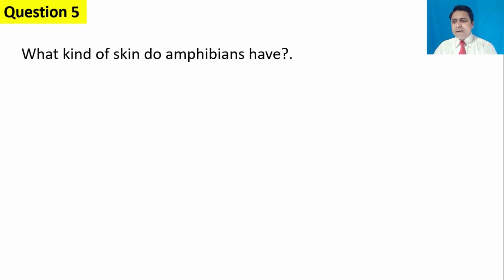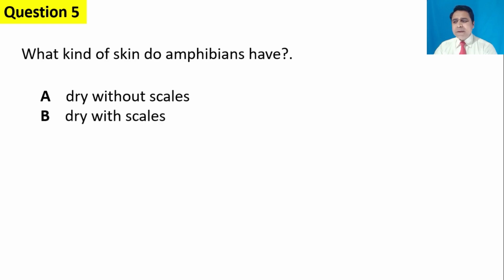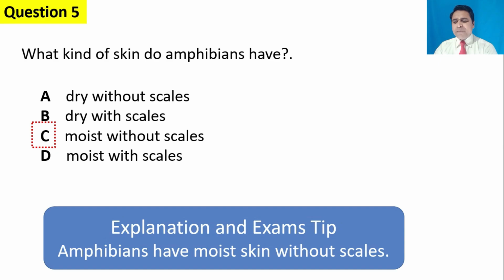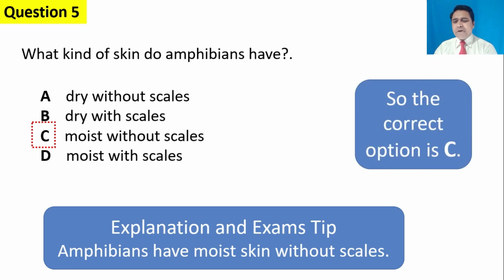Question 5. What kind of skin do amphibians have? Option A, dry without scales. B, dry with scales. C, moist without scales. D, moist with scales. C is the answer. Explanation: Amphibians have moist skin without scales. So the correct option is C.